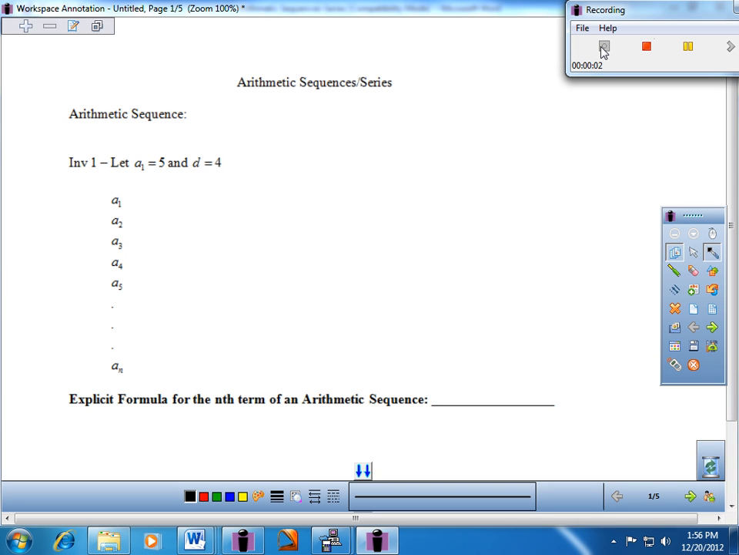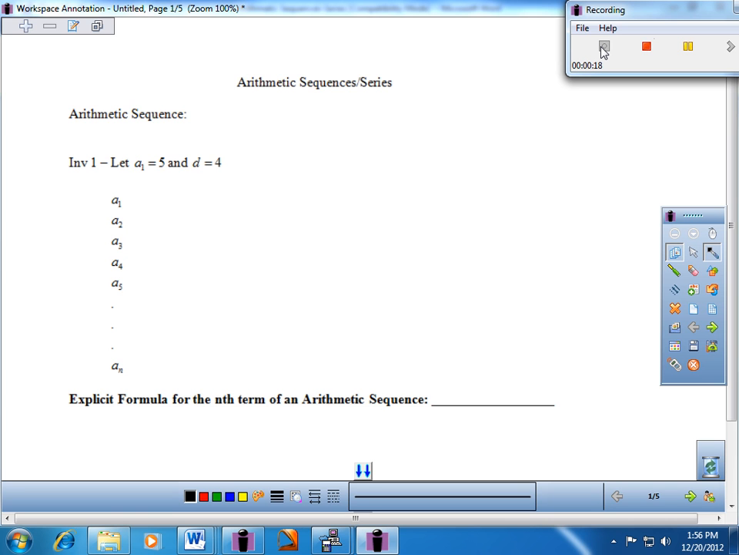Welcome. Today's notes worksheet is entitled Arithmetic Sequences and Series. And so now we're going to get pretty specific here, focusing on very particular types of numerical patterns. And so the first one that we're going to investigate is what's called arithmetic.